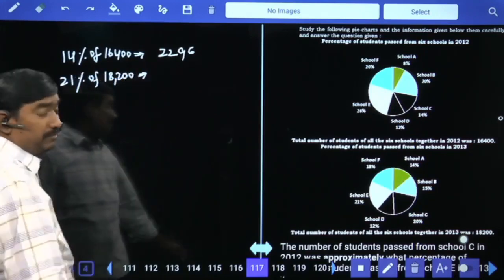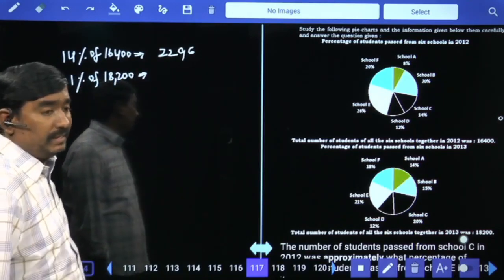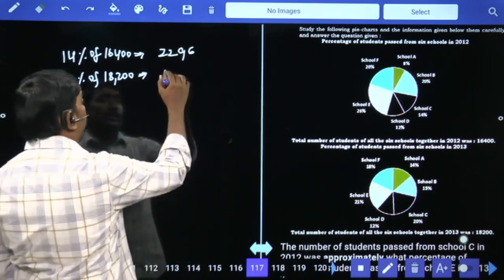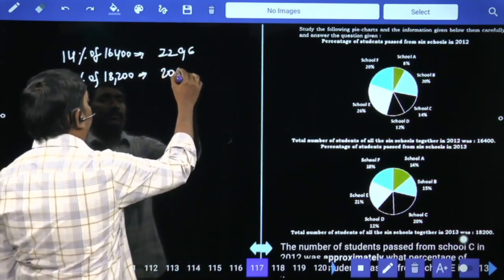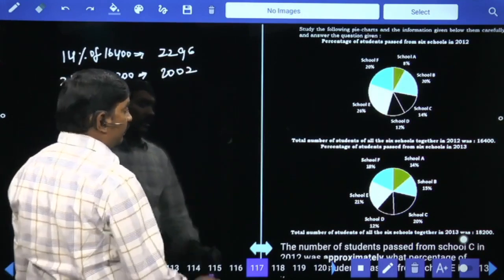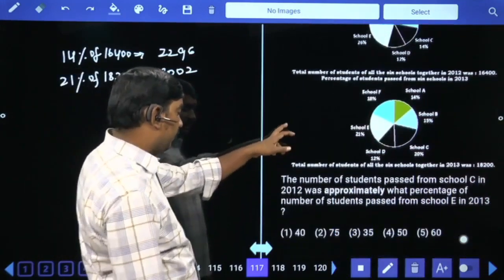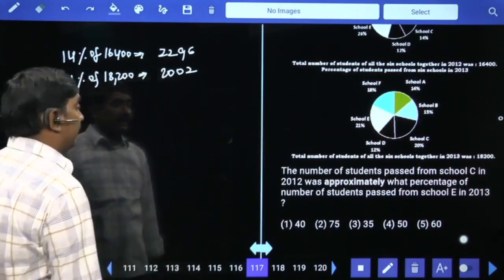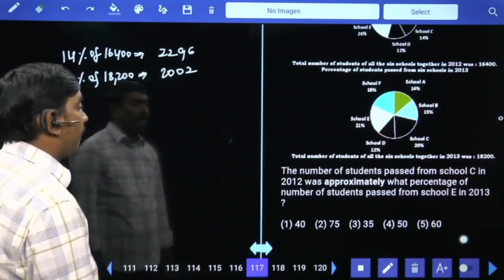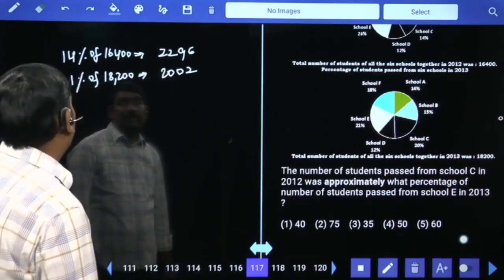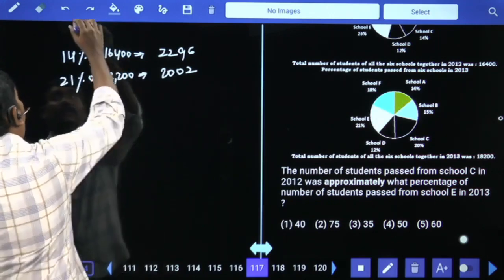1820 plus 182. 1820 plus 100, 1920 plus 82, 2002. What percentage are they asked to calculate? 21%.